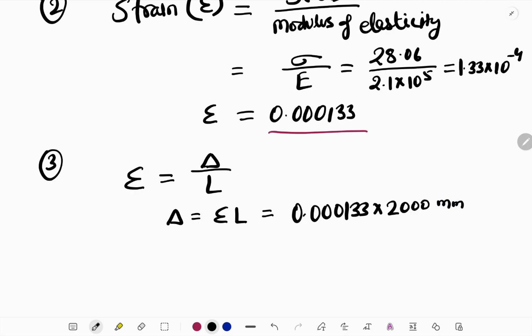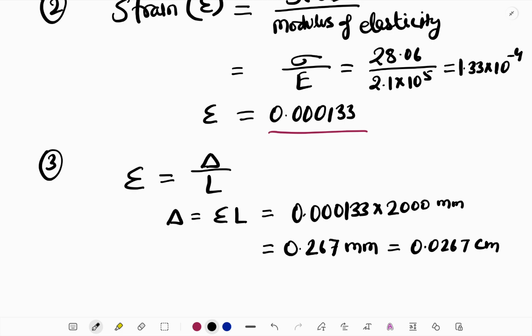So what will be the answer? Multiplying by 2000, the answer will be 0.267 mm. As all dimensions are in mm, you can write it in mm, or you can convert it into centimeter, which means 0.0267 centimeter. So this is the question that was asked.